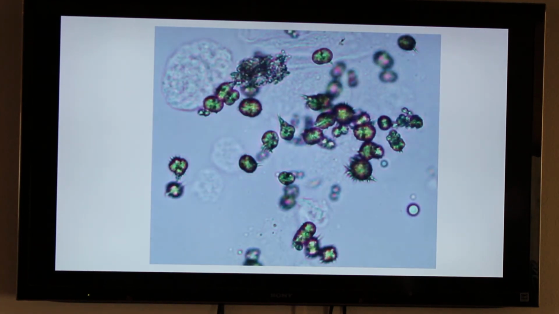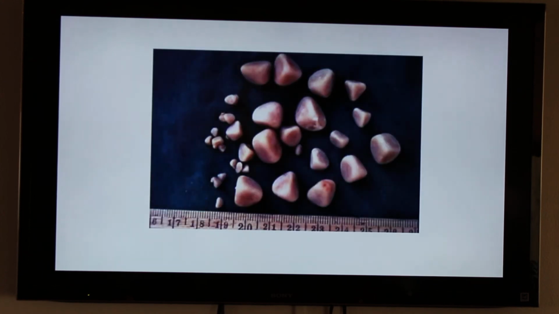This crystal is an ammonium biurate. This comes from liver disease, and we normally see this crystal in Dalmatians, and it comes in alkaline urine. And this can also form uroliths. Here is an example of a urolith. This is a triple phosphate, which is our most common urolith that we see in practice.